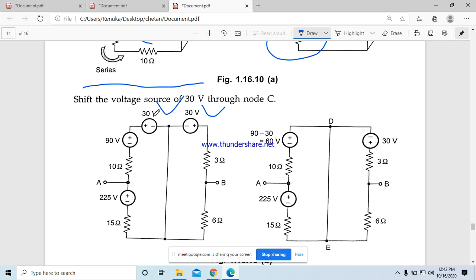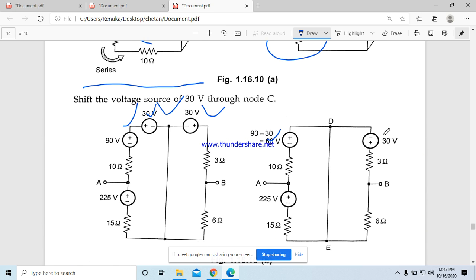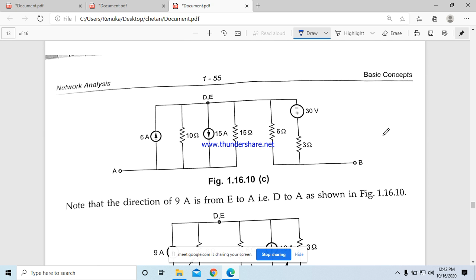90 is added with 30, but these two are in opposite direction, right? So 90 minus 30 will get 60. Next you will get this. So we'll see next what simplification technique you can do.